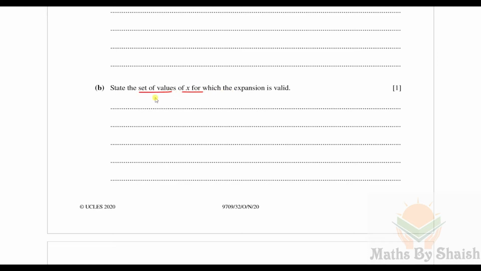We only need to state for which values this expansion is valid. So we know that the expansion of (1 + x)^n is valid only if the modulus of x is less than 1. Here in this case it is (1 + 6x)^(1/3), and it is valid if the modulus of 6x is less than 1, or we can write, because 6 is a positive quantity, the modulus of x is less than 1/6.